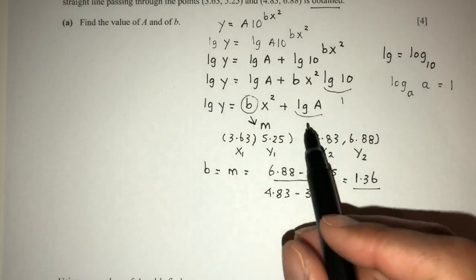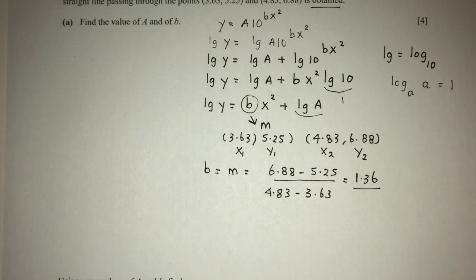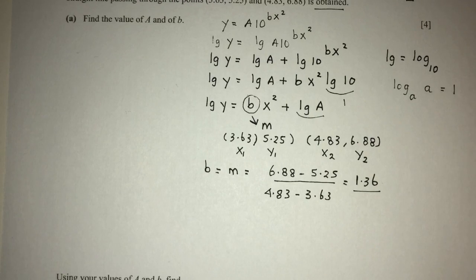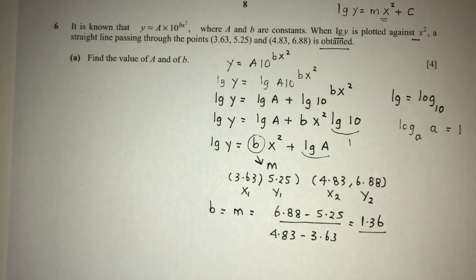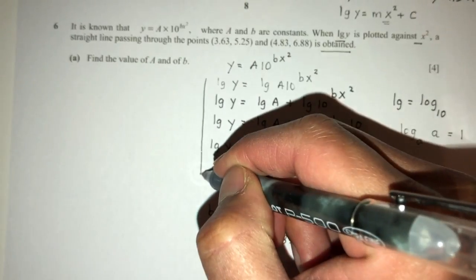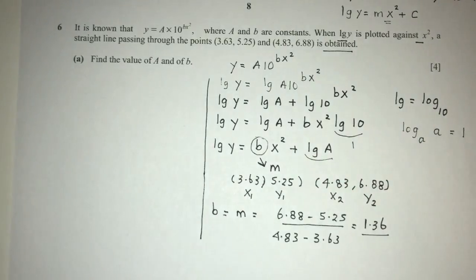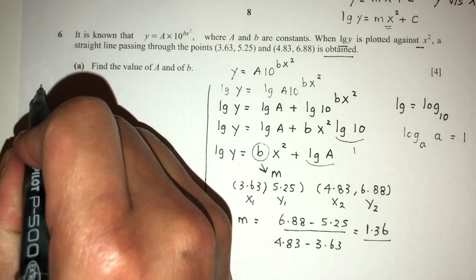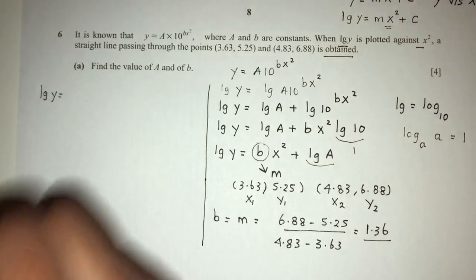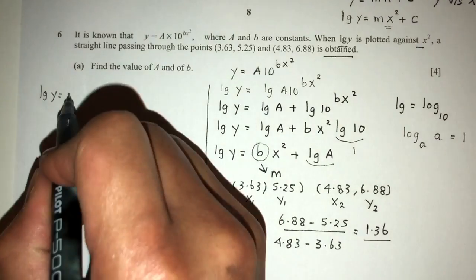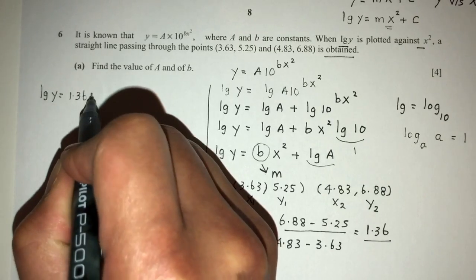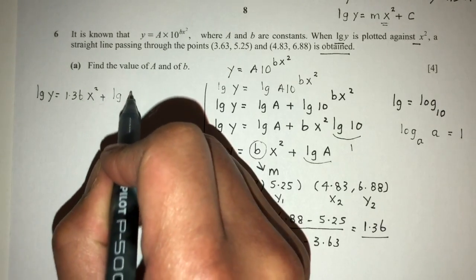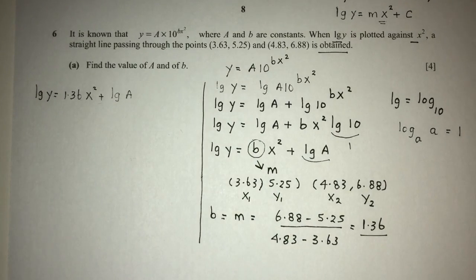Now let's find the value of a. So pretty easy as well. How would you find the value of a? We have to go back to the equation for the value of a. So for example, sorry about that. Right now we know that the value of log of y, we don't know yet, that doesn't matter. b is given by 1.36 x squared, and we have plus log of a. Okay, that's the main equation right now.